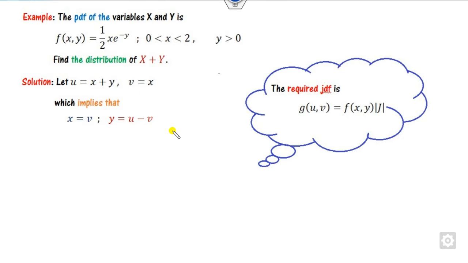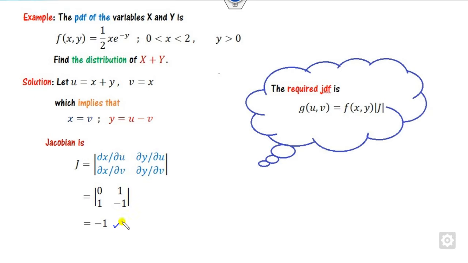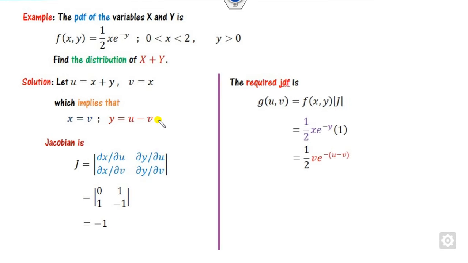So let's see, I consider v as x. Then you can find the values of u, x and y from here easily. You can find the Jacobian, which is given as minus 1. You can substitute here: x is nothing but my v, and y is nothing but my u minus v.